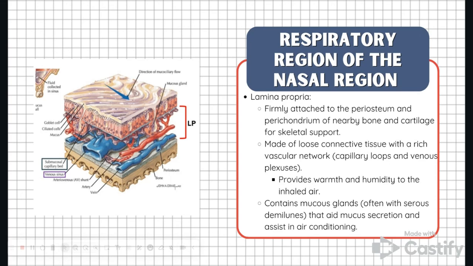But yeah, the lamina propria, what I want you to know, is a living cushion under the epithelium, giving it support, nourishment, and immune protection.